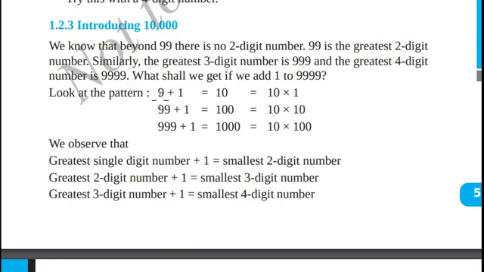We take the greatest 1-digit number, that is 9, and we add 1 to it. We will get 10. 9 is the greatest 1-digit number, whereas 10 is the smallest 2-digit number. Similarly, the greatest 2-digit number is 99. When we add 1 to it, we will get 100. Similarly, 999 is the greatest 3-digit number. When we add 1 to it, we will get the smallest 4-digit number. The same principle could be followed for n digits as well.